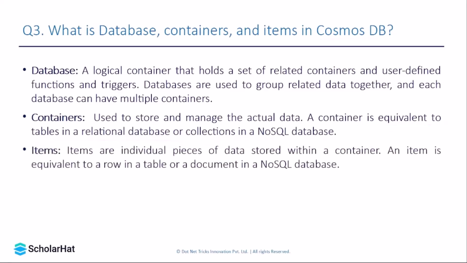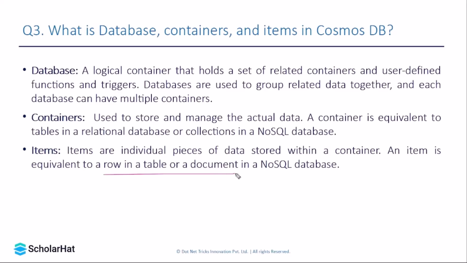A container can have items, and items are the individual pieces of data stored within the container. An item is equivalent to a row in a table or a document in a NoSQL database. Inside a table in an RDBMS, we have rows which consist of individual pieces of data. Items in Cosmos DB are equivalent to rows in an RDBMS and documents in a NoSQL DB. So you can relate the Cosmos DB concepts with those of RDBMS and NoSQL.